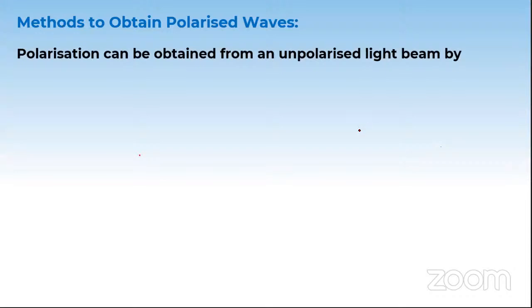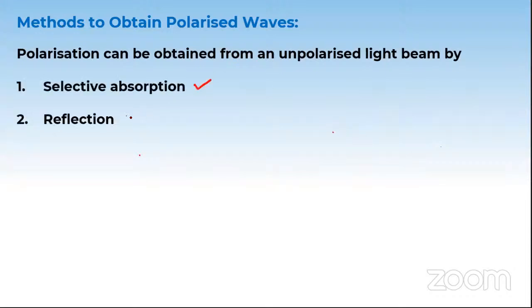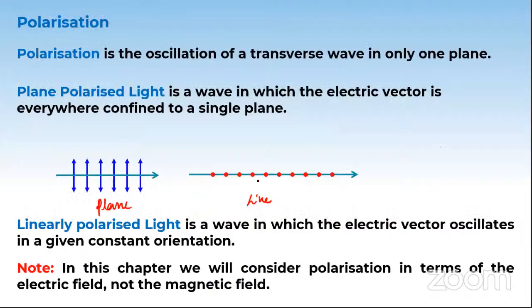And there are basically three ways. One is by selective absorption, one is by reflection, and the other is by scattering. There are three different ways in which you can get polarized light. Selective absorption is one example.